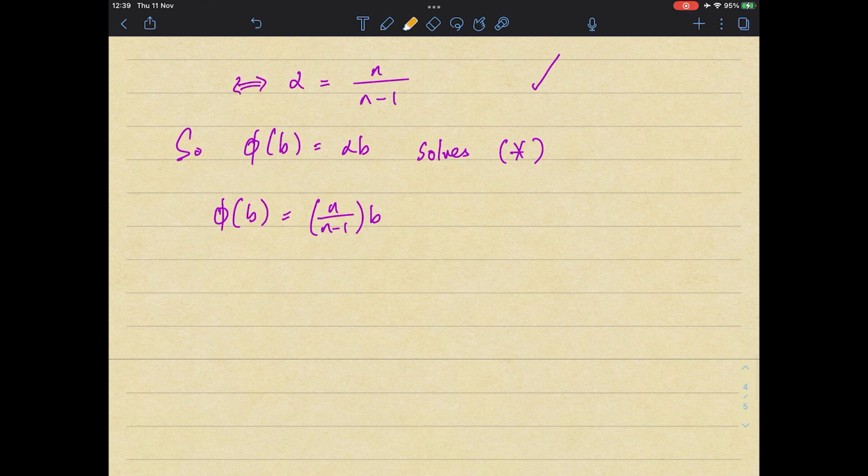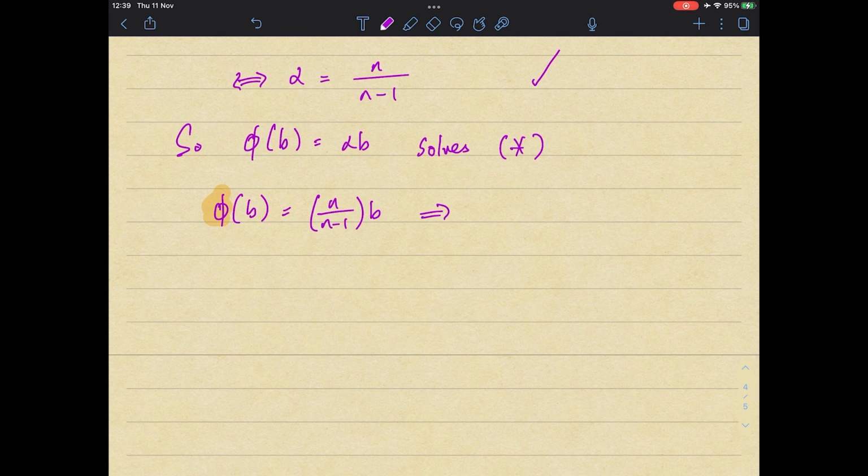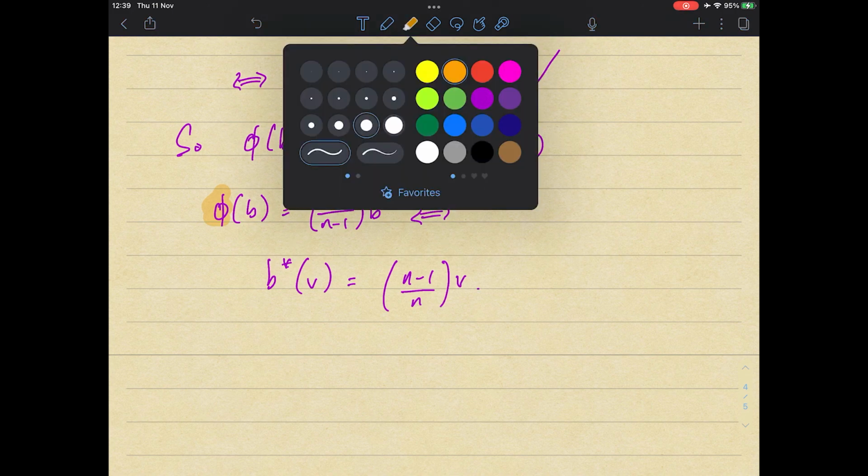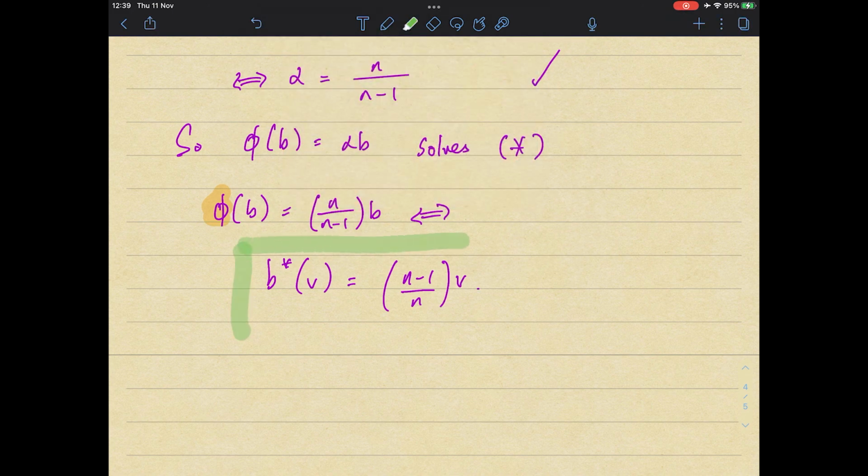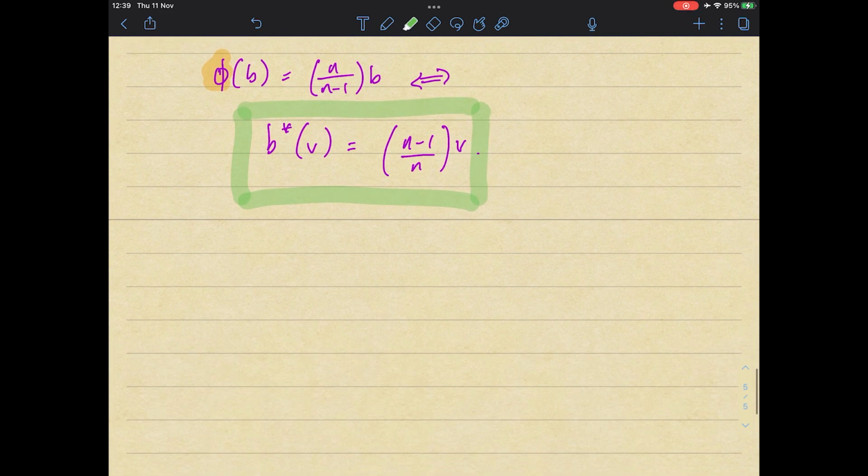Now, if we remember, this phi was the inverse of the Nash equilibrium bidding function. So this is equivalent to our bidding function b star of v being the inverse of this expression, n minus 1 over n times v. And there we have it. We've found the symmetric Nash equilibrium bidding function. It takes a very nice simple form. If I know anybody's value, I can plug it into this and it tells me what they should bid in equilibrium of this first price sealed bid auction.